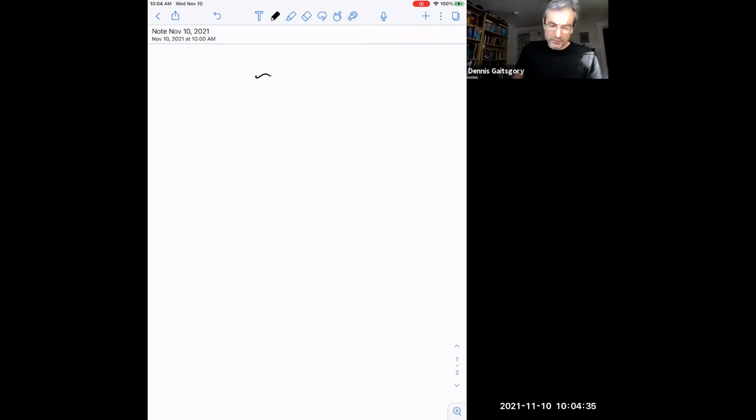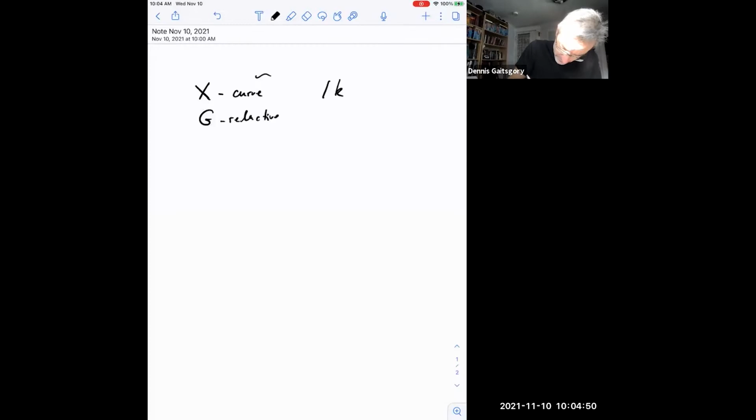All right, let me briefly recap what happened last time. We are considering a smooth projective curve X, and G is a reductive group over some field K. If you fix a point x on the curve, we have this picture that we call the Hecke stack.